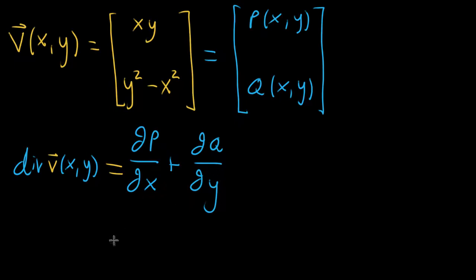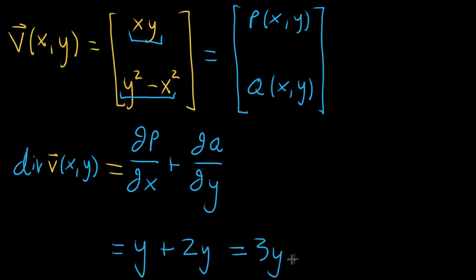And as we actually plug this in and start computing, the partial derivative of p with respect to x: this guy with respect to x looks like a variable, y looks like a constant, so the derivative is y. And then the partial derivative of q, that second component, with respect to y: y squared looks like a variable and its derivative is 2 times y, and then x just looks like a constant, so nothing happens there. So on the whole, the divergence evidently just depends on the y value. It's 3 times y.